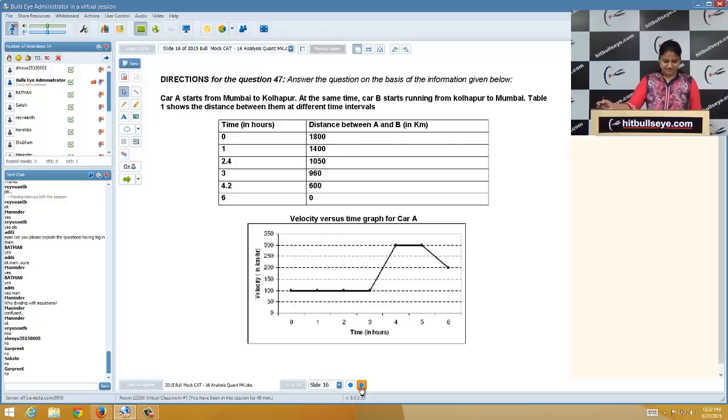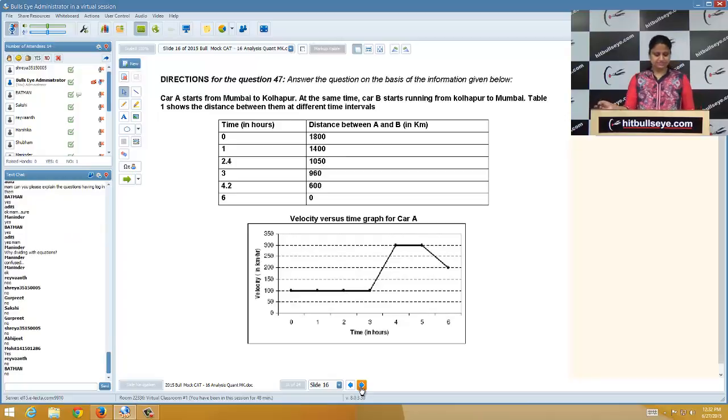It is a time speed graph. See Mohit, what was the catch in this question? You should understand this graph. It says time on the x-axis, velocity or speed on the y-axis. We know that distance is equal to speed into time. So whenever you have a speed time graph, the area under the graph will be the distance covered.